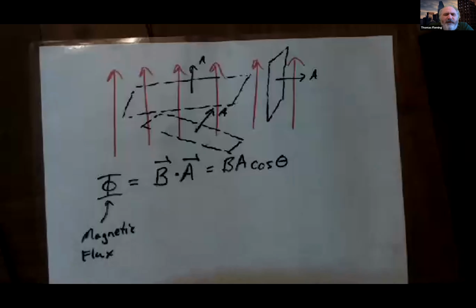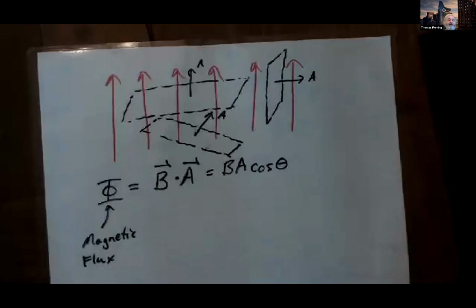So now that we've defined this concept of magnetic flux, how is this going to help us explain what Faraday had observed when he did his early experiments? So what Faraday is noticing, and let's shift back to my simulation for this.